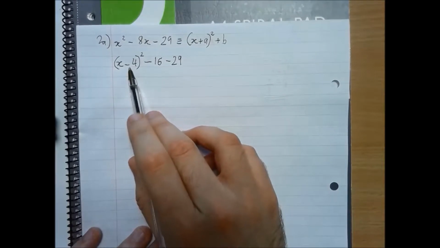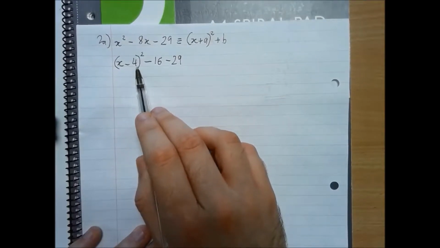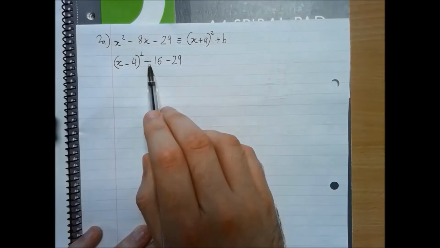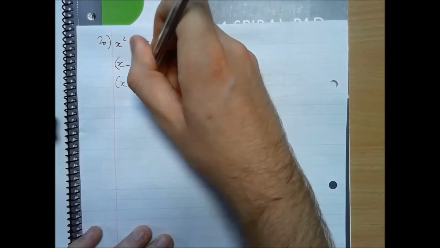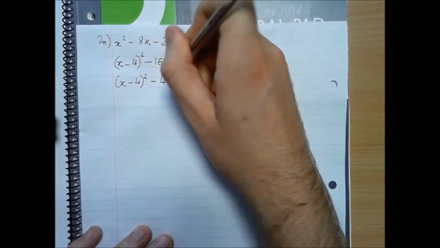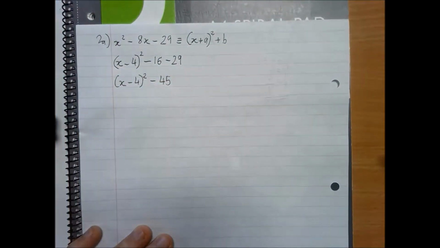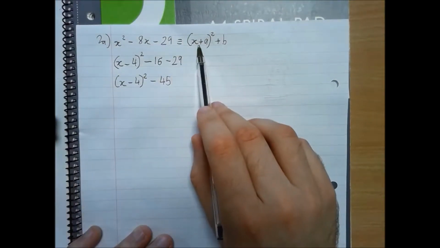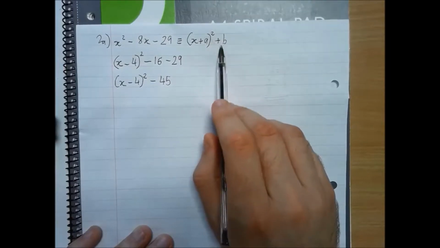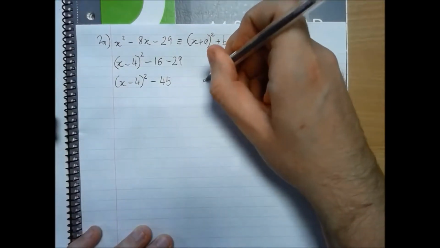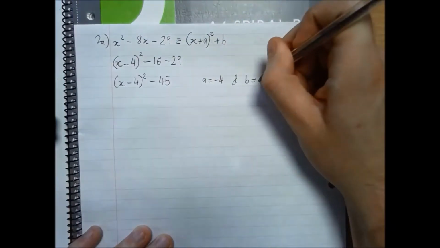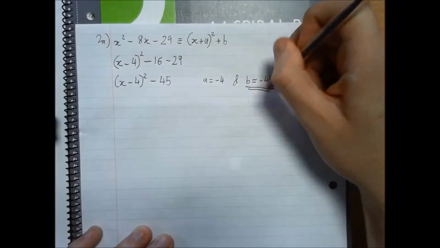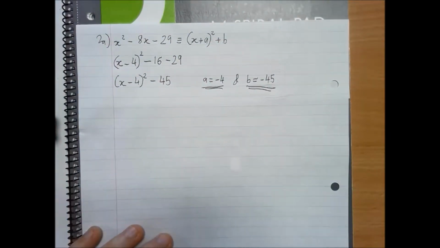As I was just mentioning previously, (minus 4) all squared would give us positive 16, but with completing the square you always take away no matter what, so we got minus 16 there. And then of course our final step, so we got (x minus 4) all squared minus 45. Now because we have it in this form, (x plus a) all squared plus b, we can state here that a is minus 4 and b is minus 45. And that is your final solution for part A.